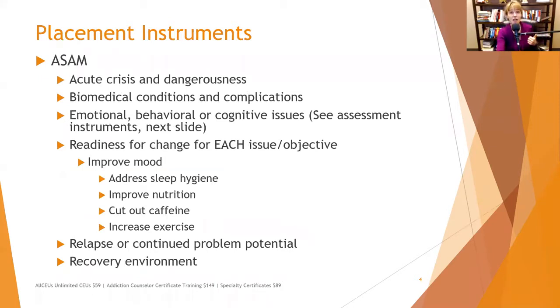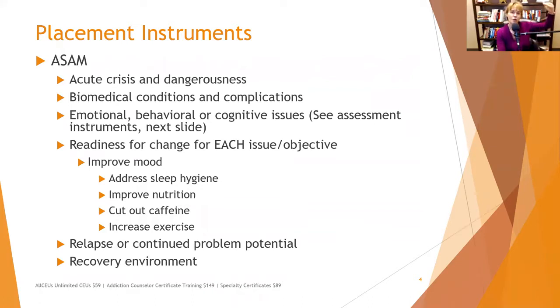Biomedical conditions and complications. If they're diabetic, for example, and they're depressed, their insulin levels and their blood sugar levels may be different, and they may not be wanting to eat, or they may be gorging on high sugar foods because they're depressed and they're wanting to feel better, which is making their insulin levels go all over the place. So diabetes is just one example. Heart conditions, high blood pressure, any of those things.